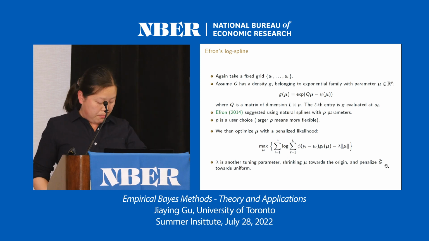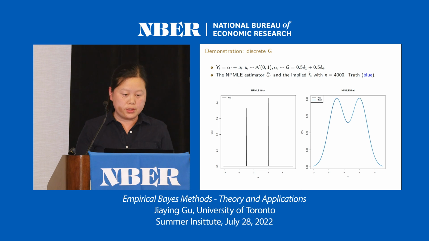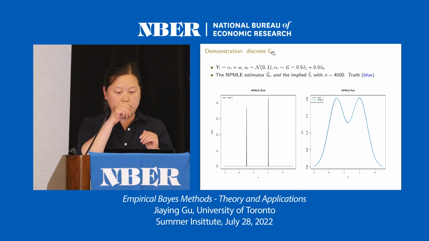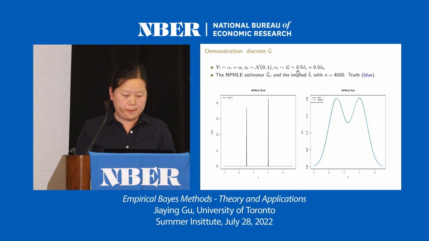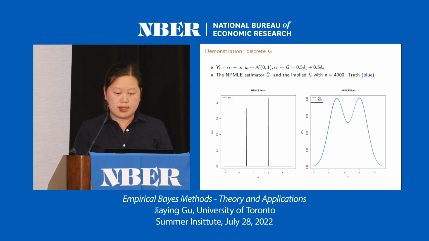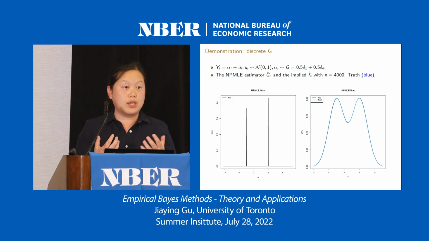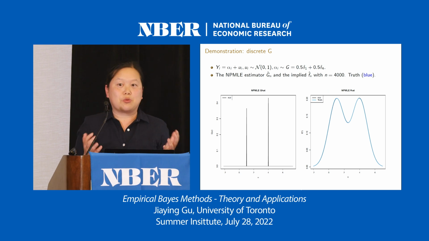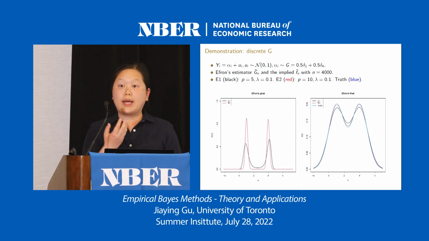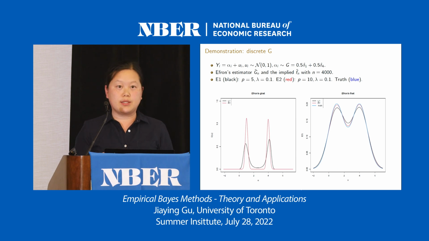Let's see how it works in practice, right? So very quickly on two examples. First, we have a discrete G, two mass points, one at 1, the other at 4, with equal probability. On the left-hand side is what's produced by non-parametric MLE, almost spot on for these two mass points. And the right-hand side is the implied marginal density in comparison to the truth. So the blue is the true density, while the black is the implied non-parametric estimator. So they are, again, spot on. So this discrete G environment is really favoring this non-parametric MLE because it's discrete by nature, by Lindsay's result. Now, Efron's approach, by construction, has some smoothness built in, right, because he's targeting the density.